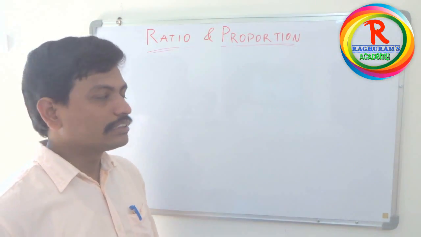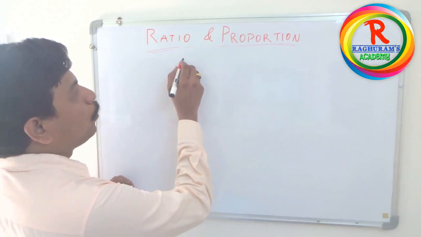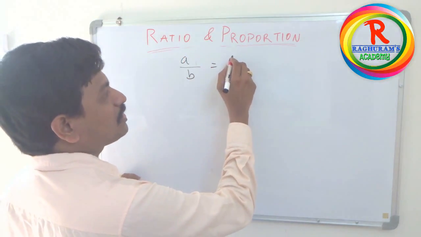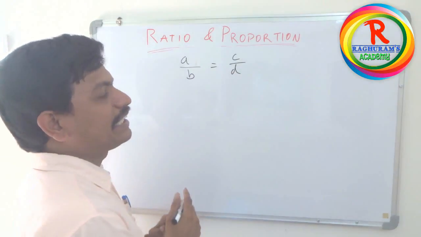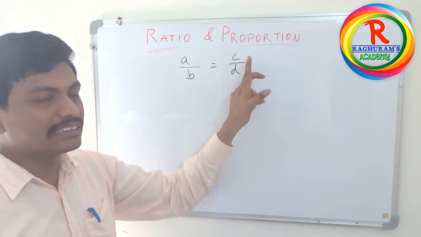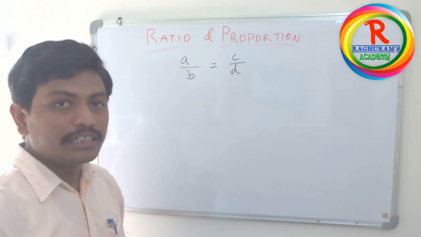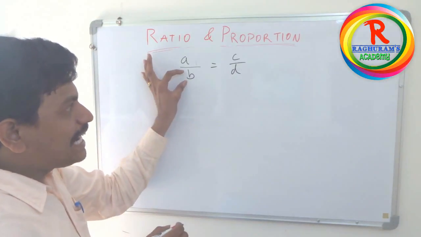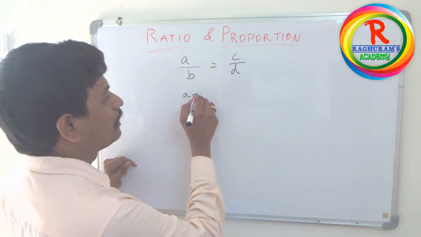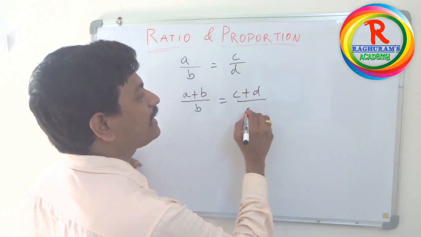Now let us see the two main terms, componendo and dividendo. Whenever we get A by B is equal to C by D, or we can also say that they are in proportion, A is to B is the same as C is to D, we get componendo. First we shall see componendo. What is componendo? Adding the denominator to the numerator on both sides, that is A plus B by B is equal to C plus D by D.